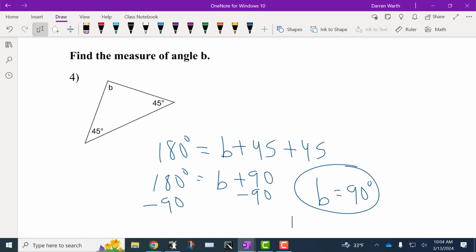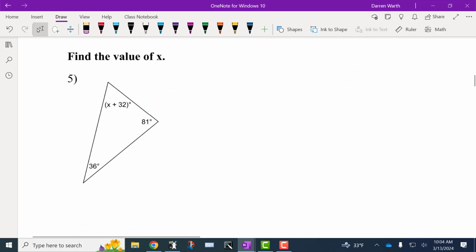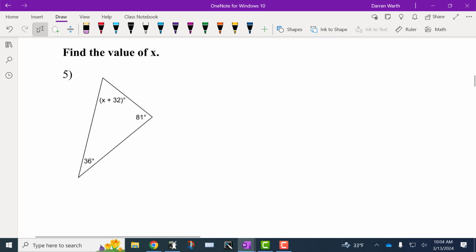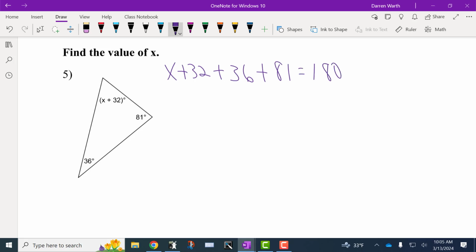On number 5, this time, again, we still have our triangle, so it's still going to add up to be 180 degrees. But this time, we're just solving for x, because notice the directions say solve for x, find the value of x. So I know that x plus 32 plus 36 plus 81 has to equal 180.